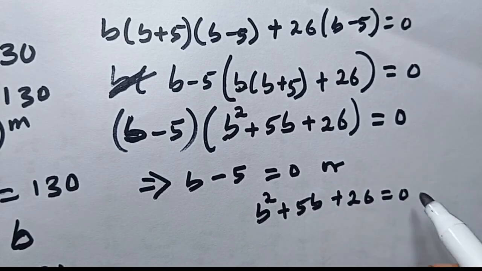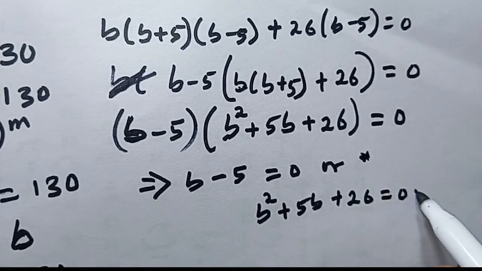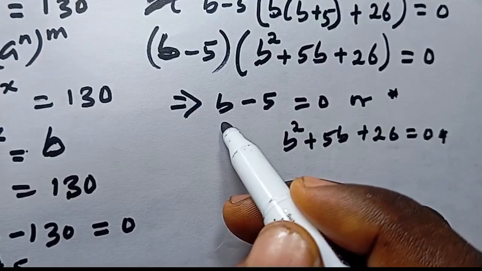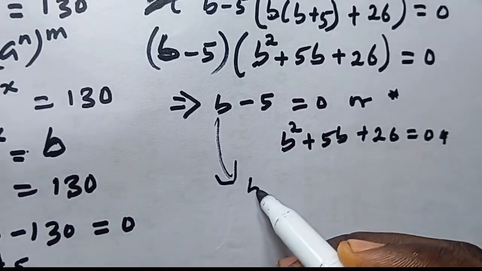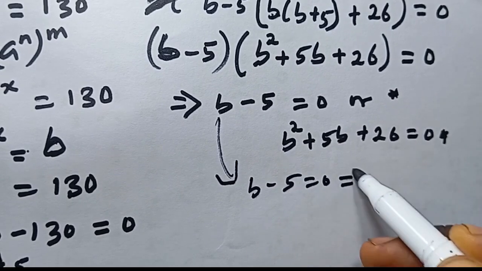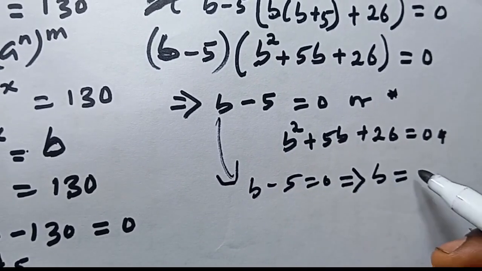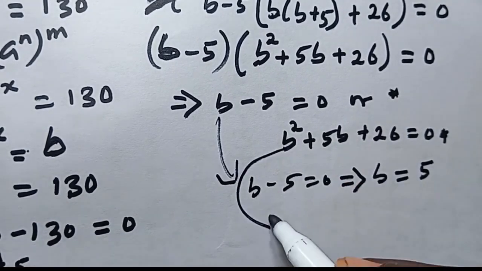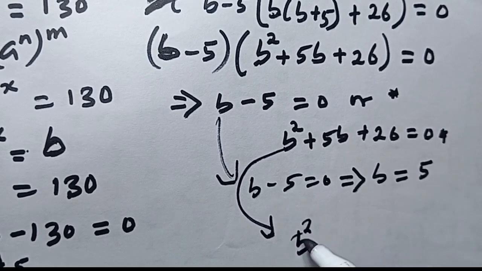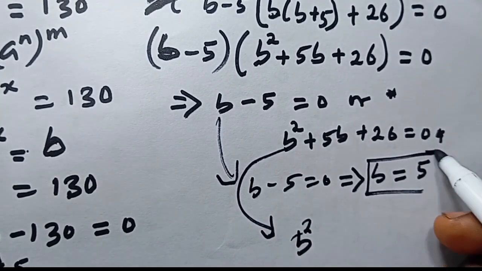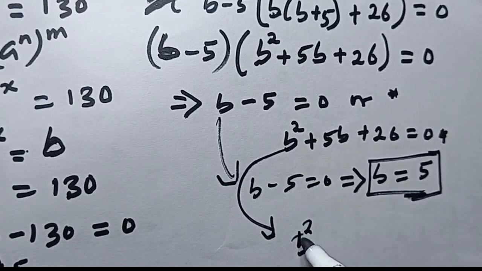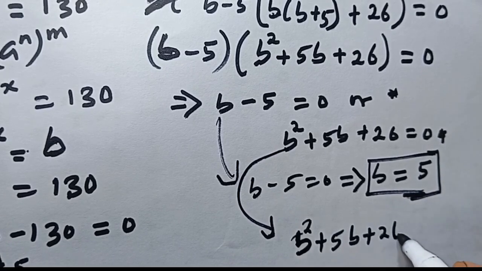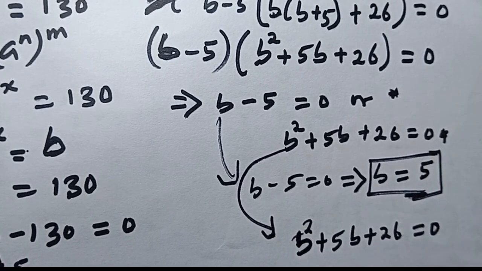So what we are going to be doing is just to solve this case and also solve this to obtain the values of b. Okay, so using this case, solving this one right here, b minus 5 equal to 0 actually implies that b is equal to 5. Okay, now on this second case over here, let me put this in rectangle, b squared plus 5b plus 26 is equal to 0.